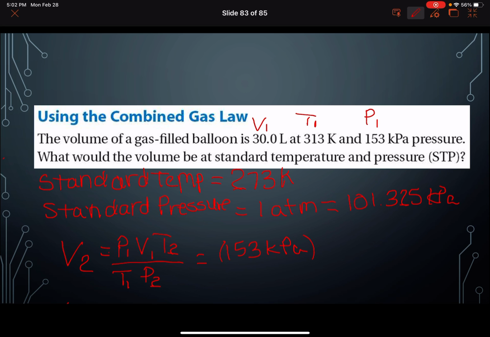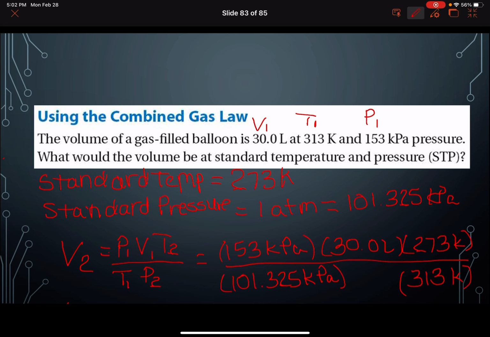Volume 1 is 30 liters. And temperature 2 is standard temperature, which is 273 Kelvin, all over temperature 1, which is 313 Kelvin. I'm going to put that right under the other temperature, and pressure 2 is standard pressure, which is 101.325 kilopascals. The reason I do that is that I want to show that kilopascals cancels out, Kelvin cancels out, giving us an answer in liters.